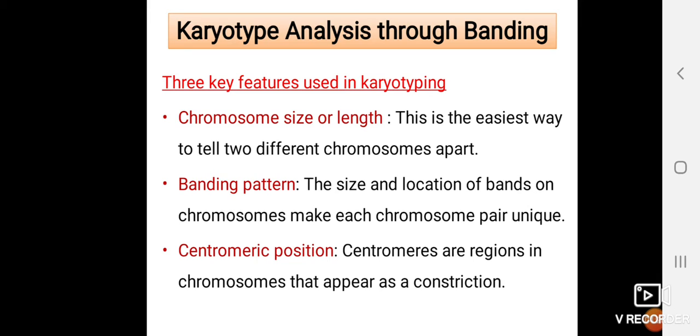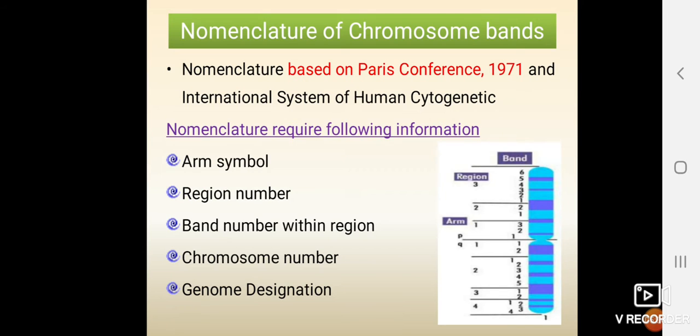Then comes the banding pattern, the size and location of bands within the chromosome. It is very unique for each of the chromosomes. And then the centromeric positions: in some chromosomes the centromere is central, and in some it is apical. There are different ways the centromeric regions can be present, and that can also be studied through the banding process.